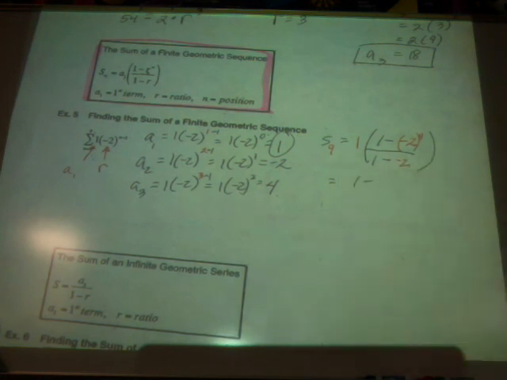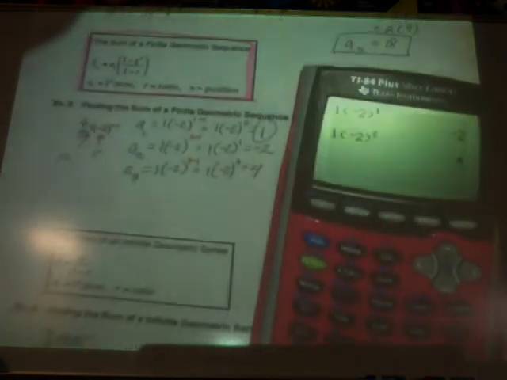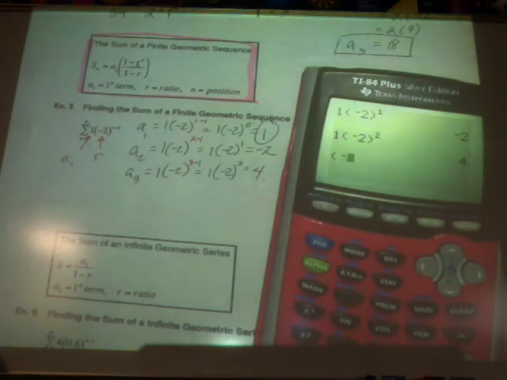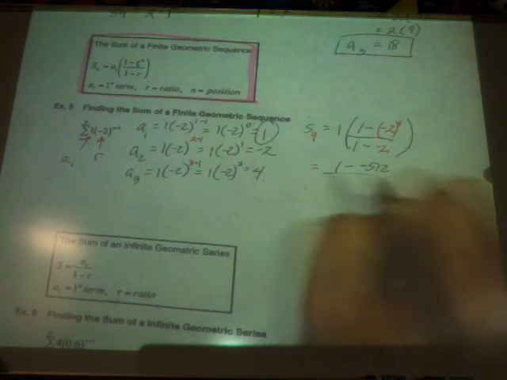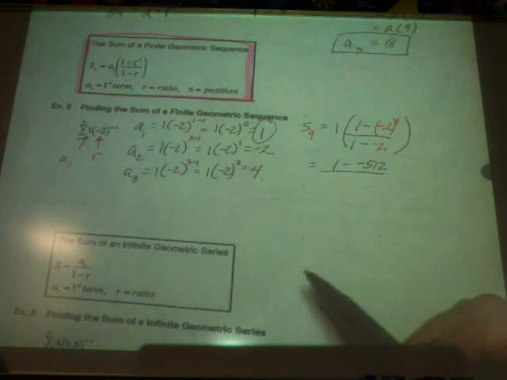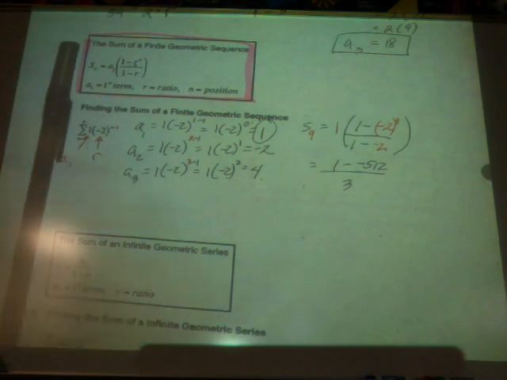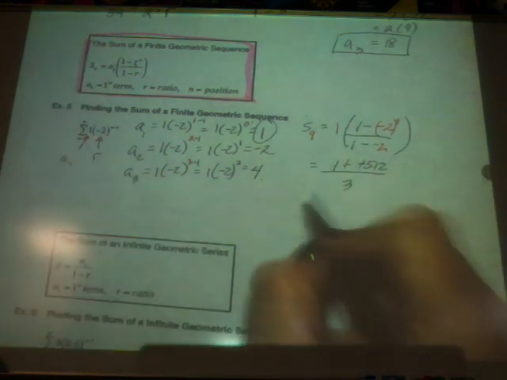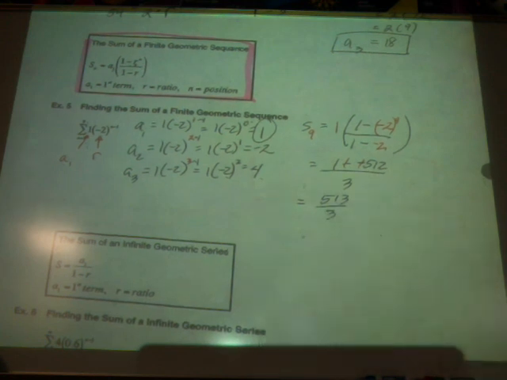1 minus, then take your calculator and do negative 2. Make sure that you use parentheses. If you don't use parentheses, you're going to get the sign wrong. So negative 2 raised to the 9th power. Negative 512, right? And if I have odd negatives, it should be negative. So I have negative 512 over, what's 1 minus a negative 2? 3, because it's 1 plus 2, right? So this is 3. And doesn't this become a plus plus? So don't we end up with 513 over 3? Right?